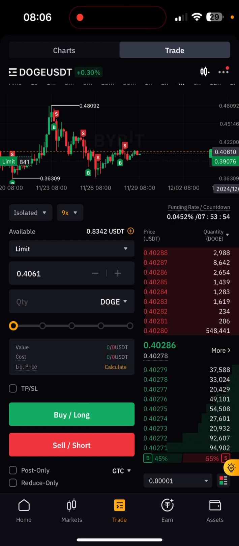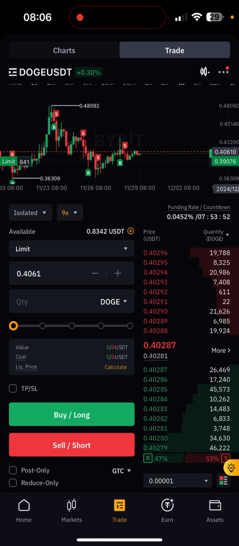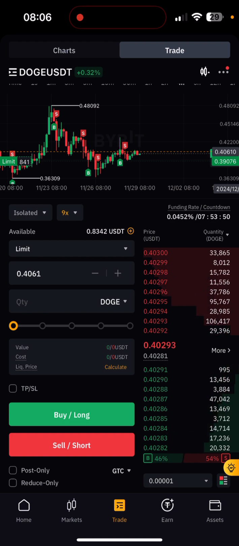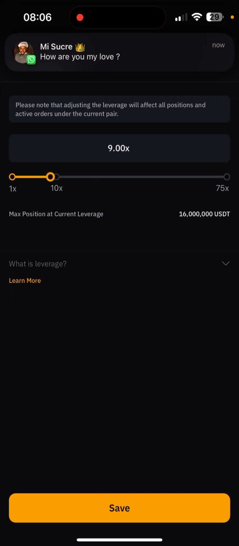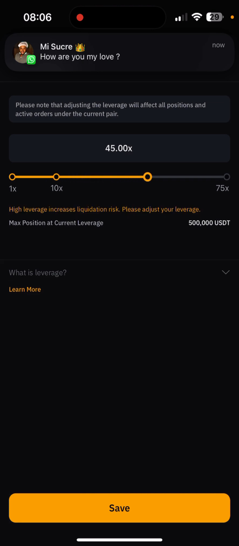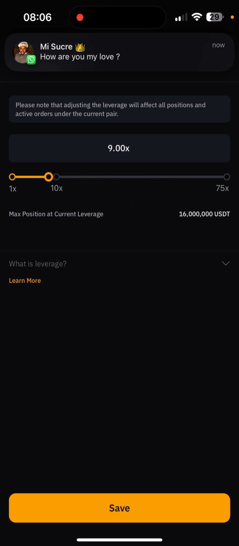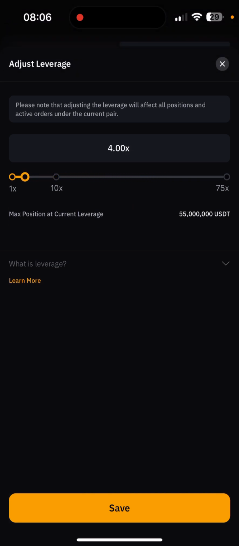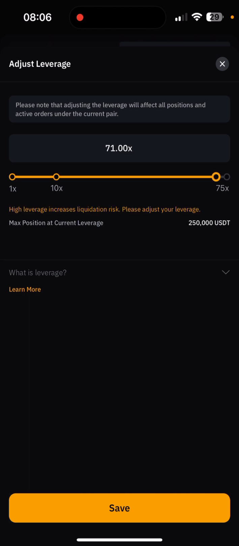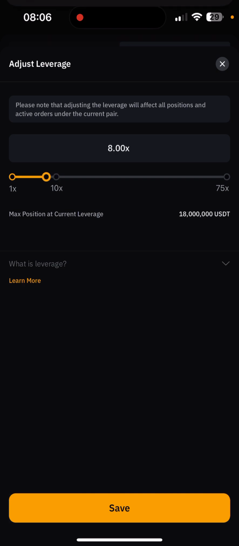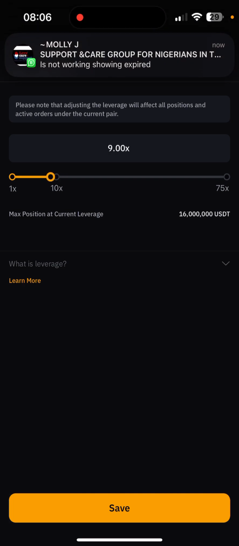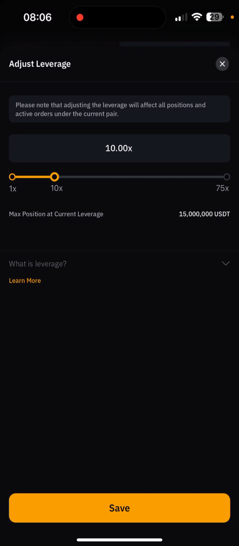Now if you look close to isolated, you see 9x. This is the leverage. I'm going to click on it. I've said that I use various leverage to trade. It could be anything you want, but we don't usually want it to be too high. Sometimes I use 8, 9, 10, depending on what I'm trading.